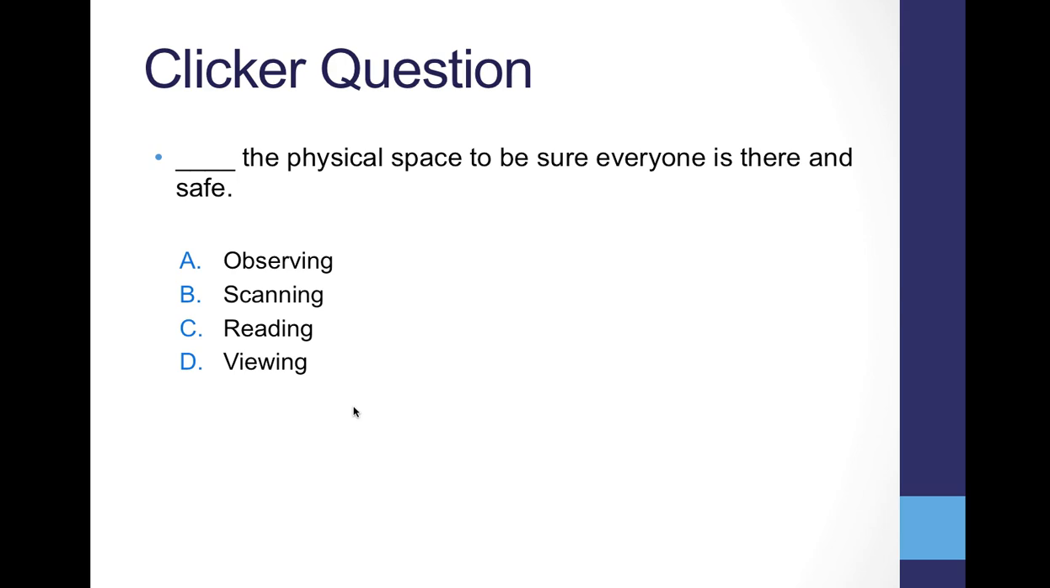So hopefully you got the right answer. Let's see if you did. And scanning the physical space. That's what we need to be doing. We're going to be talking about observation here in Chapter 4, but we should always be scanning to make sure everyone is there and safe. Observing takes a little bit more of your brain power. So when we're talking about children and just making sure that we have everybody present and safe, we are doing more scanning.